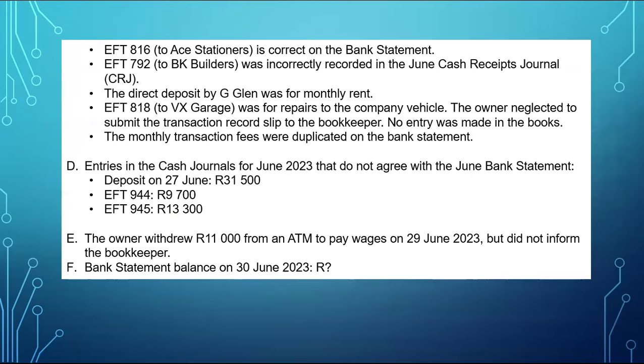Let's go to point 2. EFT 792 to BK Builders was incorrectly recorded in the June cash receipts journal, which is the CRJ.